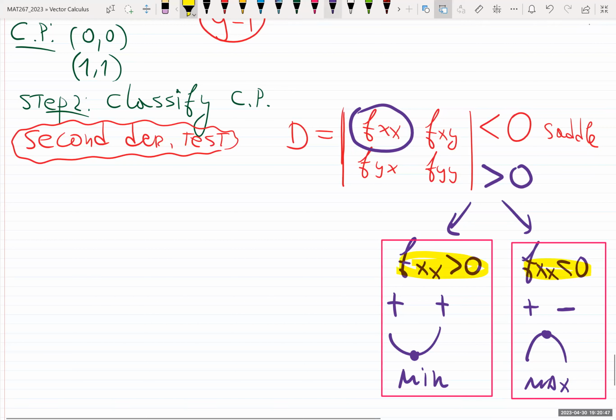But also the thing is, we need to check every critical point. So that's what classification is about. It's called a test because it just tests all those points.